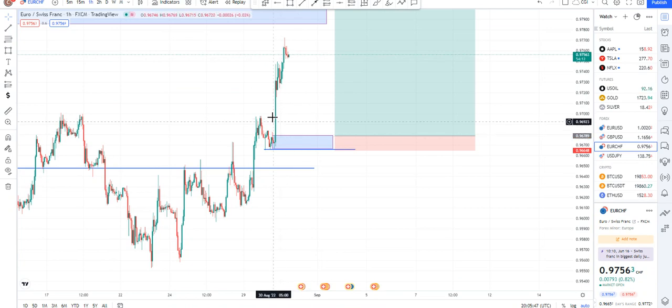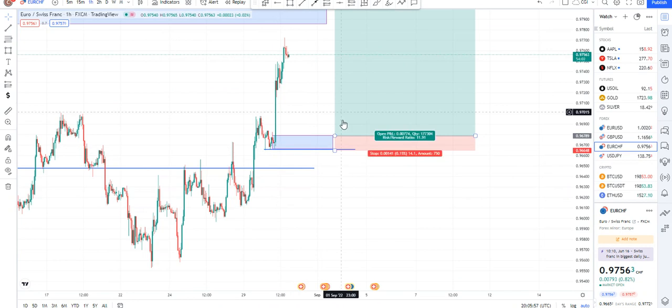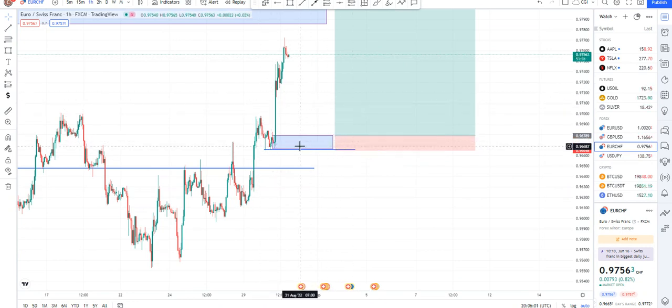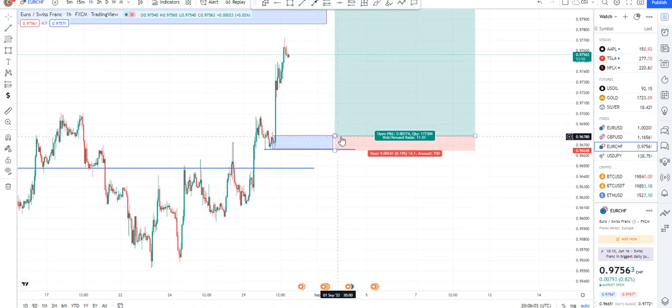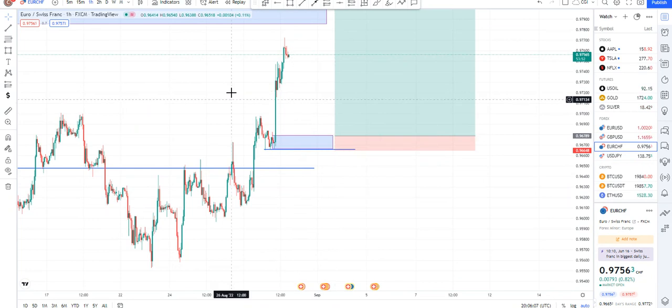Compared to Euro CHF, I see that on Euro CHF I've shifted my goalpost. My initial goalpost was probably around here, but now my new goalpost is up here because price has changed. So as a trader, you have to be like water. Whatever the price shows, you follow the price. Don't just stay rigid. You follow what price is doing and you act accordingly.